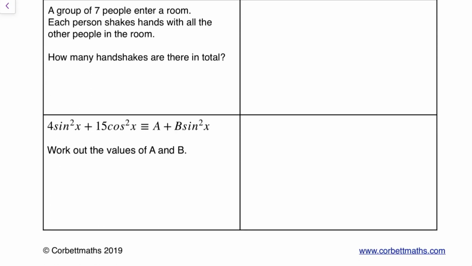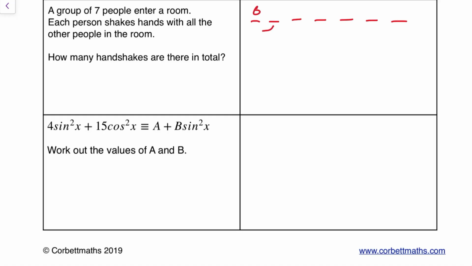Group of 7 people enter the room. Now, I think this is the 4th time we've done this year so far. It's clearly a sort of standard question that people make an error on. Let's run through it again quickly. So there are 1, 2, 3, 4, 5, 6, 7 people. This person here can shake hands with any one of 6 different people. Can't shake hands with himself.